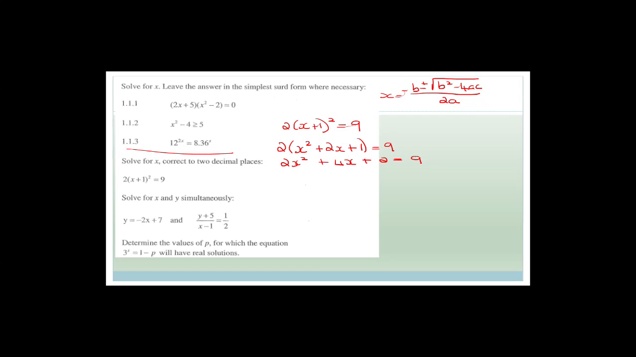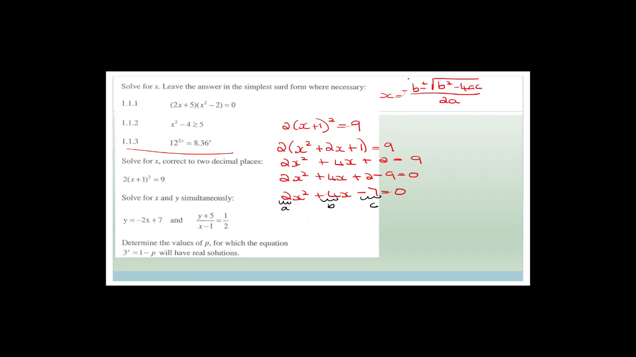Right, so now what we need to do is bring the 9 across. So we've got 2x squared plus 4x plus 2 minus 9 equals 0, so 2x squared plus 4x minus 7 equals 0. Now the whole point is that we want to substitute into the formula. So I just want to show you which ones are a, b and c. The whole of this is a, the whole of that is b, and the whole of this, including the minus, is c.